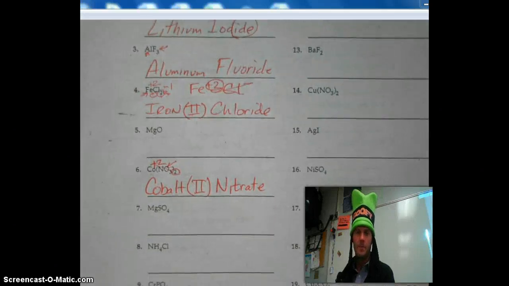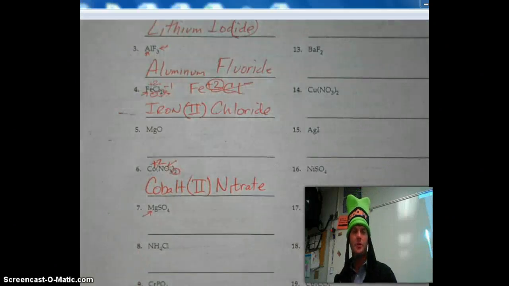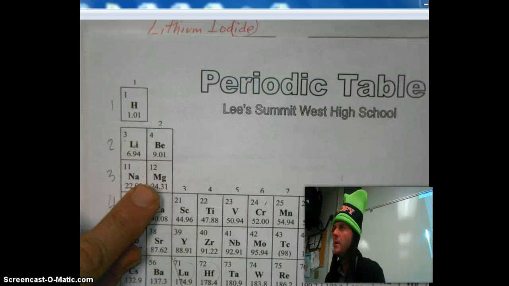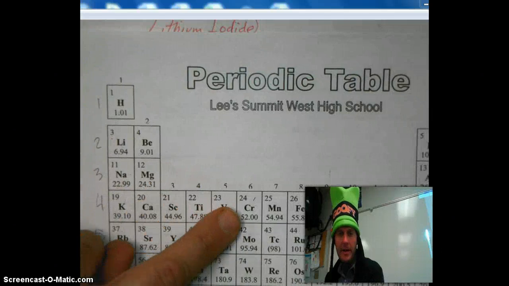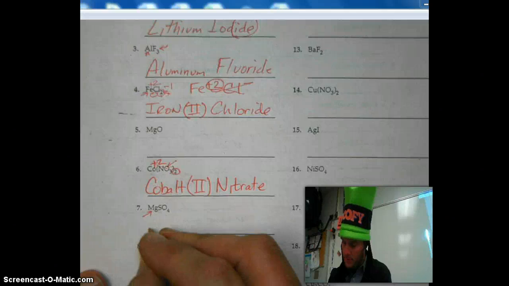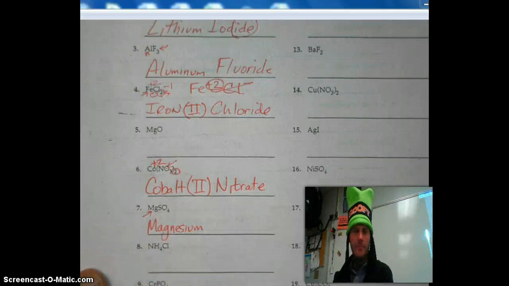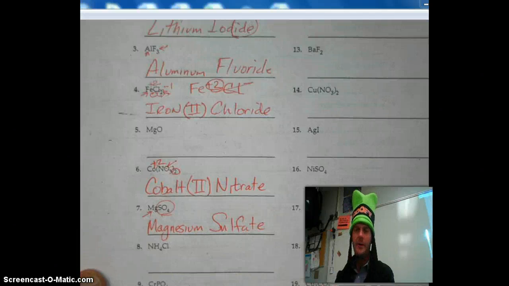Okay? Let's do 7. Mg. Is Mg a D block metal? No. Mg is a 2A metal. It's still a metal, but it's not in this section here. So we just name it normal. Magnesium. What is SO4? Sulfate. So we'll say magnesium sulfate. Okay?